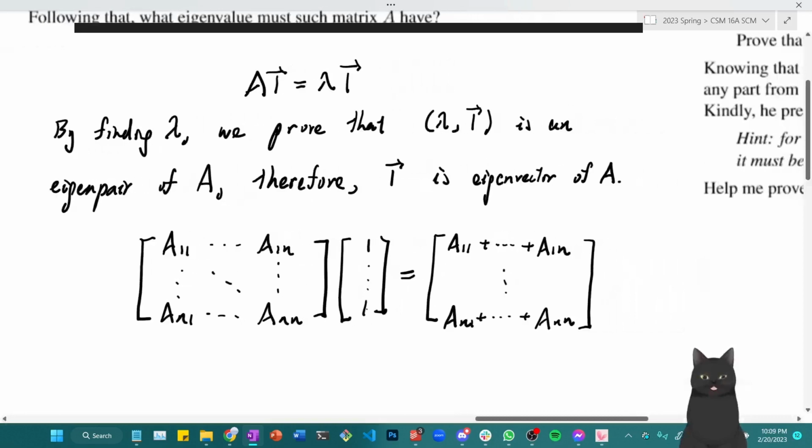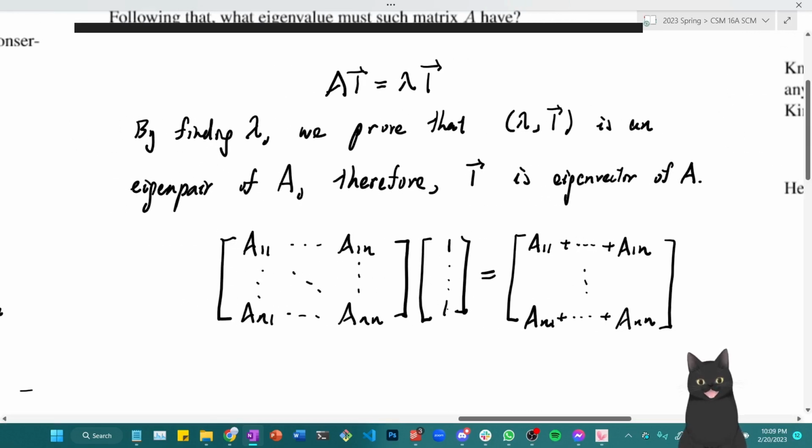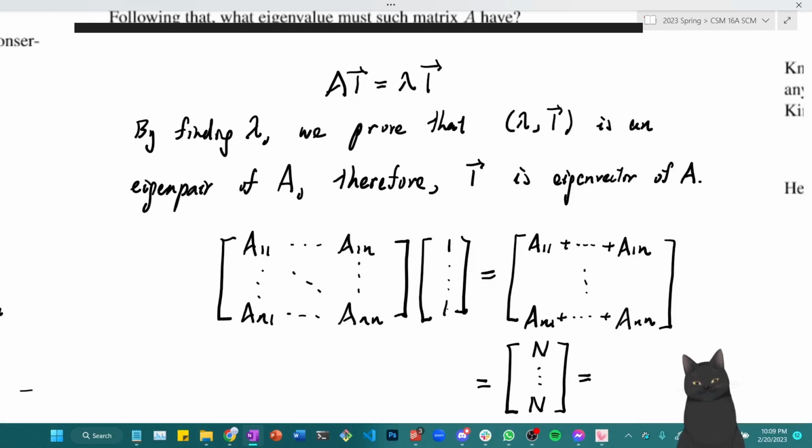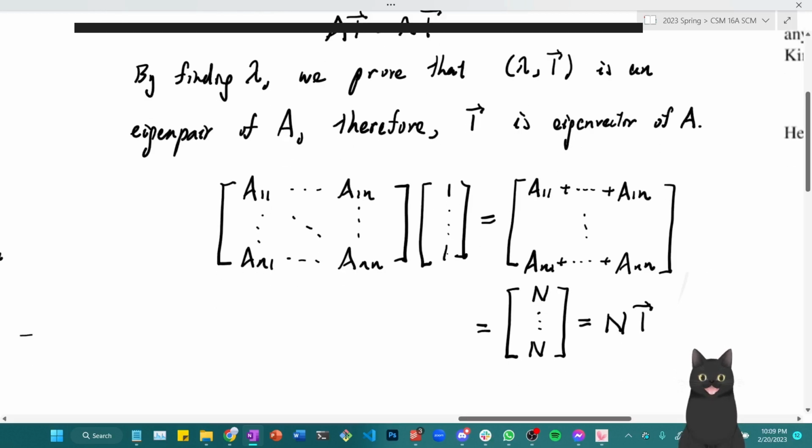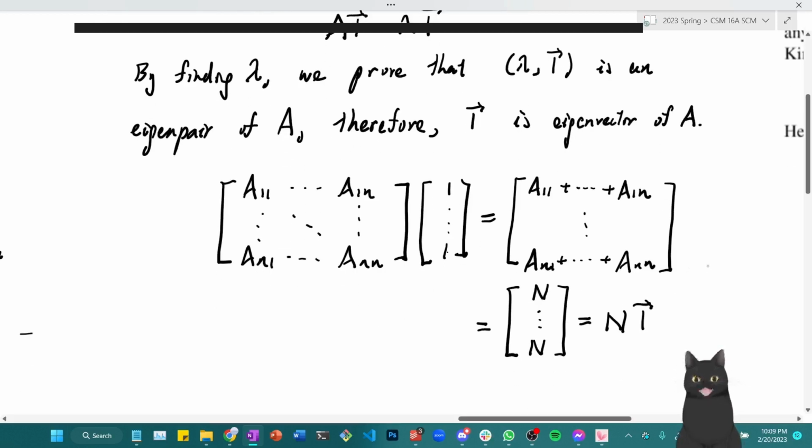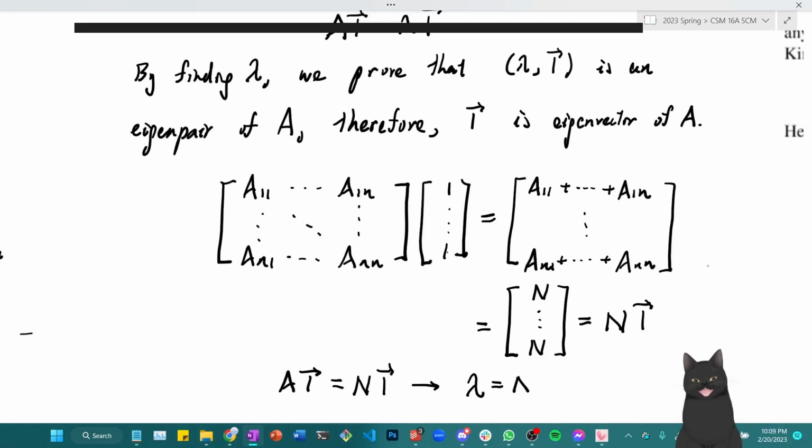And as the prompt has spoken, they should be equal to n. This vector itself is then equal to n times the 1 vector itself. So that's pretty convenient because this means that A times vector 1 is equal to n times vector 1. Therefore, the eigenvalue corresponding to the vector 1 is n itself.